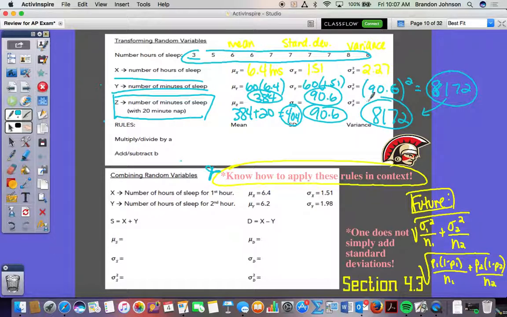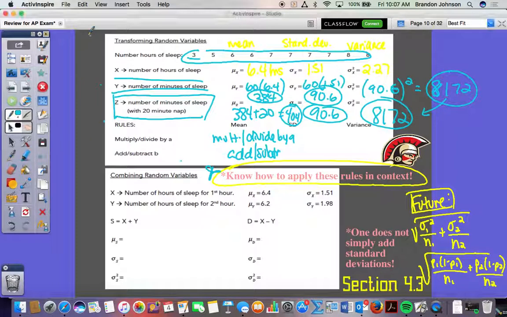Now, the rules from this are more about applying them. If we multiply and divide by a, what would we do with our mean? Multiply and divide by a. Good. If I add or subtract b, what would happen to my mean? Good. It would just add and subtract.